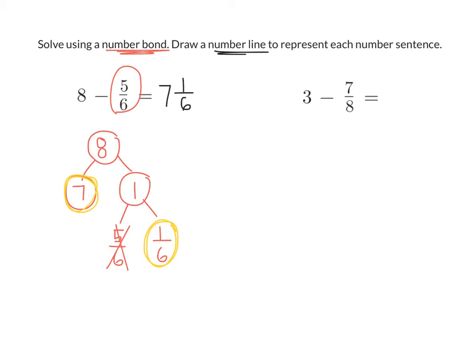Because I separate out the 7 and the 1 first, because I know that if I'm taking away a fraction, I just have to take it away from 1. The rest of those wholes, I don't really need to touch them. It's fine. Okay. So if I use a number line, here's what it would look like.